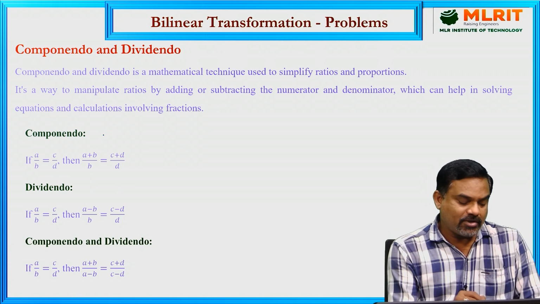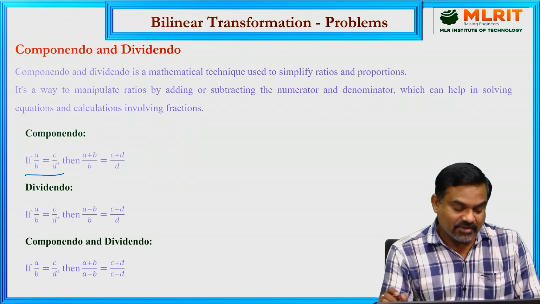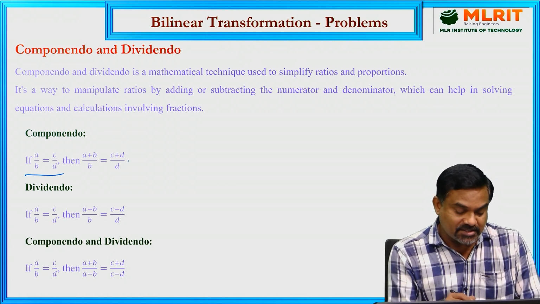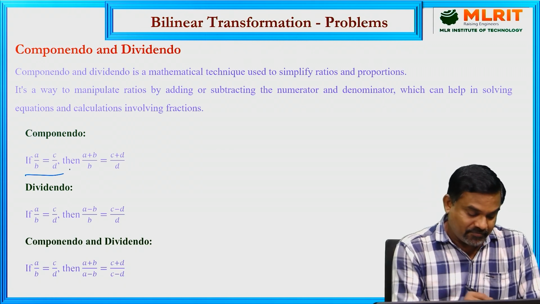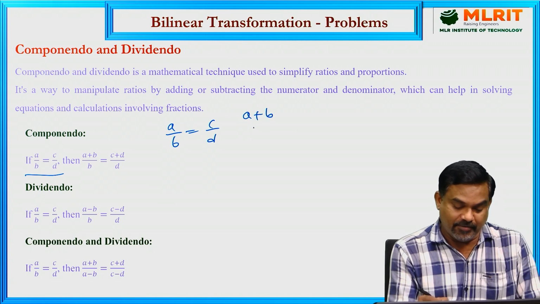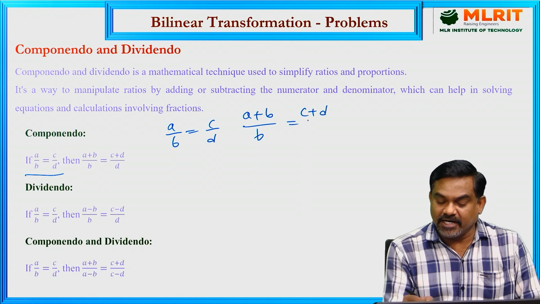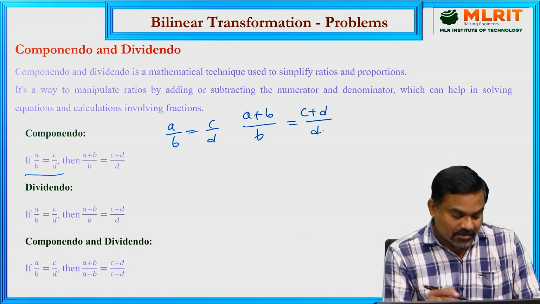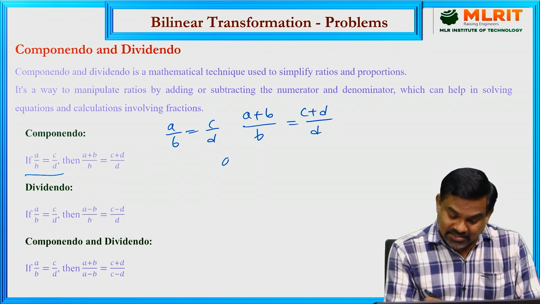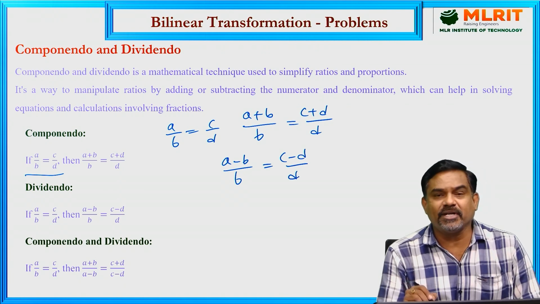Now what is the property componendo? For example, if we have the ratio A by B equal to C by D, then the ratios (A plus B) by B and (C plus D) by D will be the same. So if A by B equal to C by D, simply add: (A plus B) divided by B is equal to (C plus D) divided by D. Now what is dividendo? Again the same, A by B equal to C by D, now subtracting: (A minus B) by B is (C minus D) by D. This property is called dividendo.